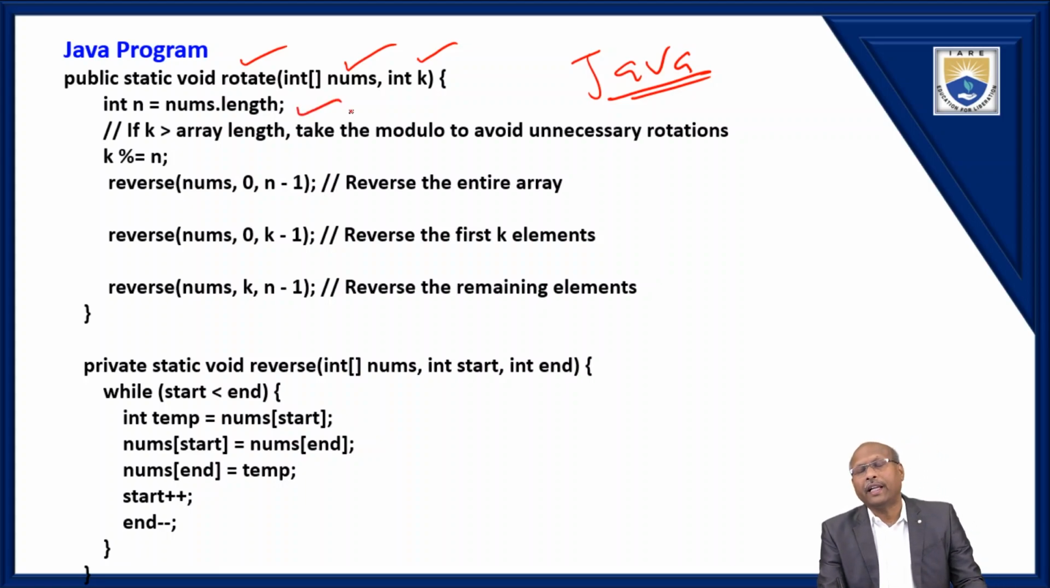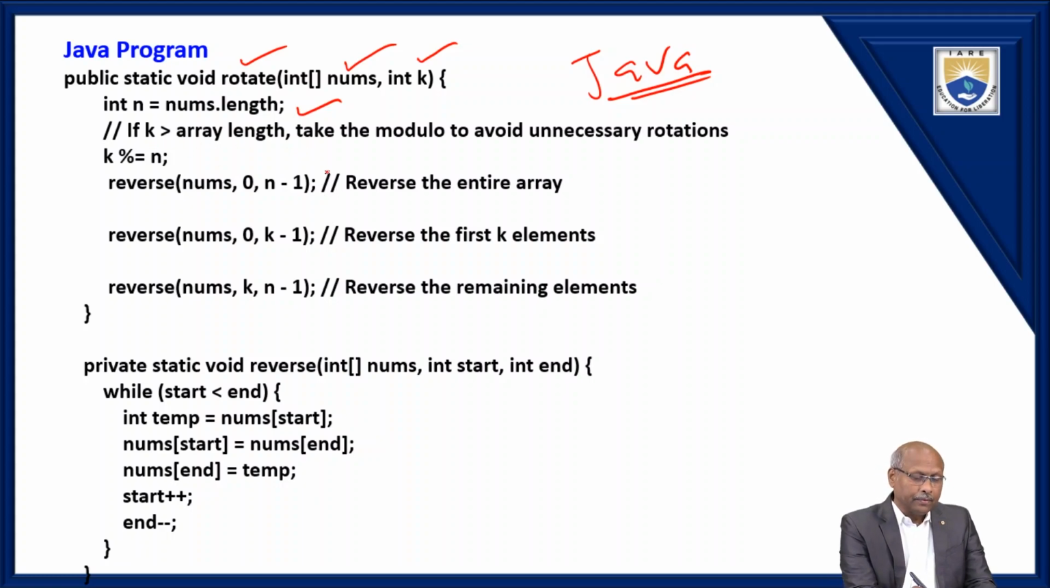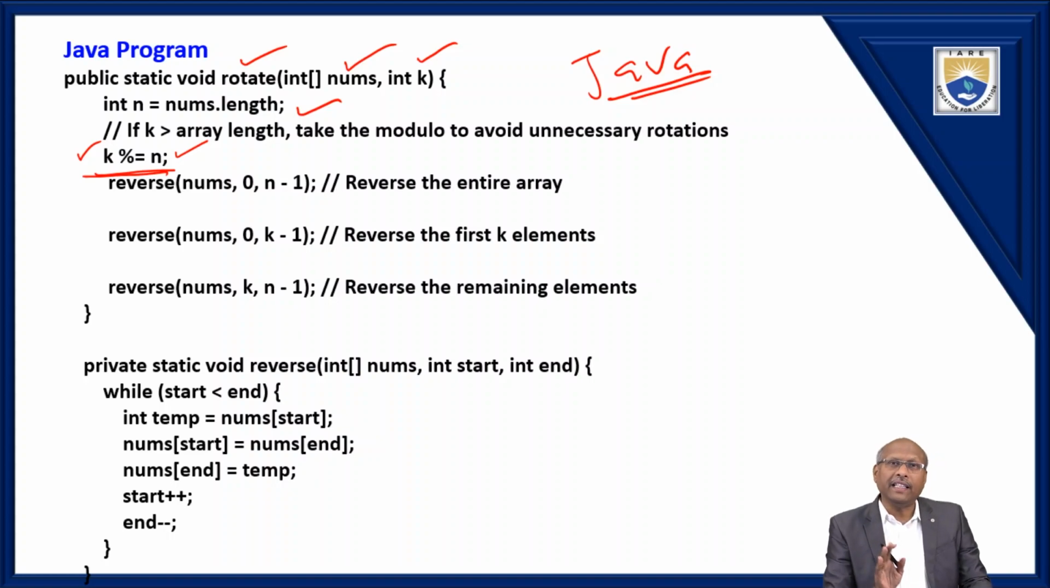Then I will find the length of the array, that is, how many elements are there. After knowing the number of elements, we will do the processing. First I will check whether k is greater than the array length or not. For example, I have 5 elements, but I say rotate 20 times. For that I will write k modulus n, because n is the number of elements and k is the number of steps. If k is less than n, no problem. If k is greater than n, how many steps do I have to go forward?